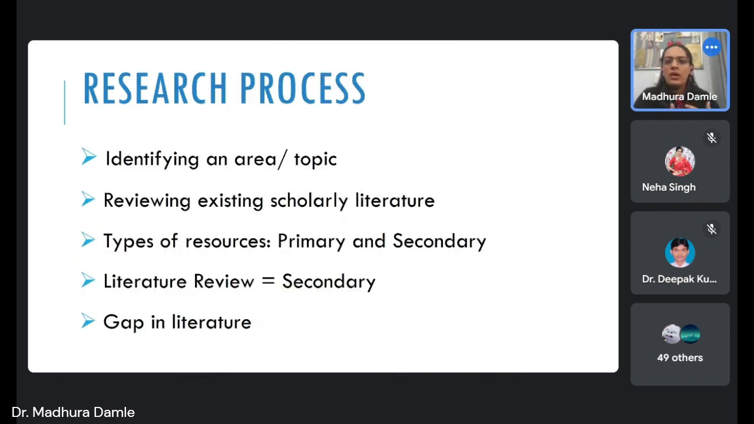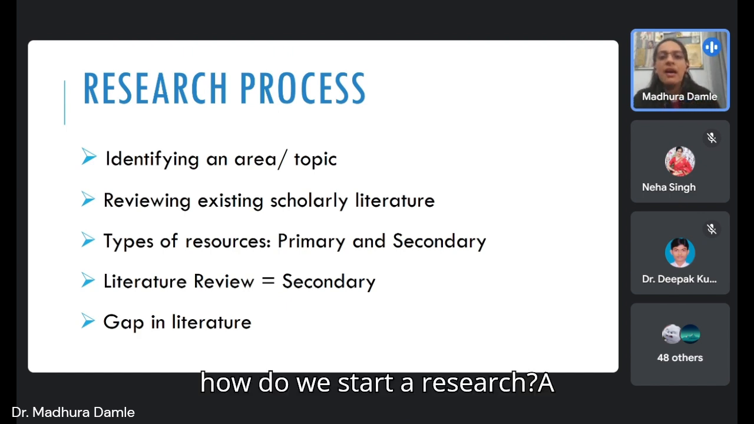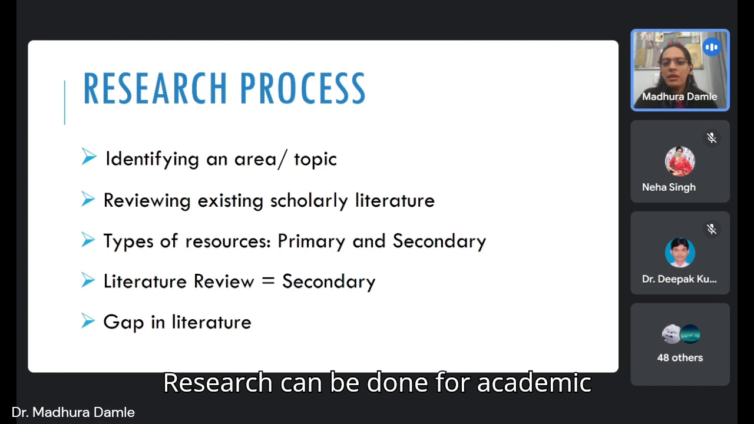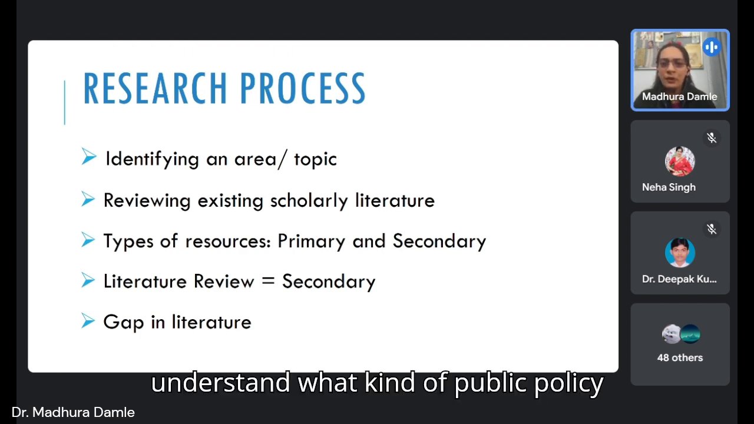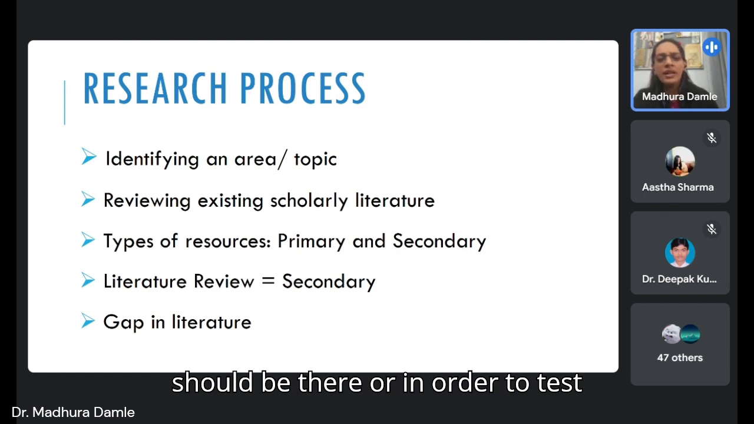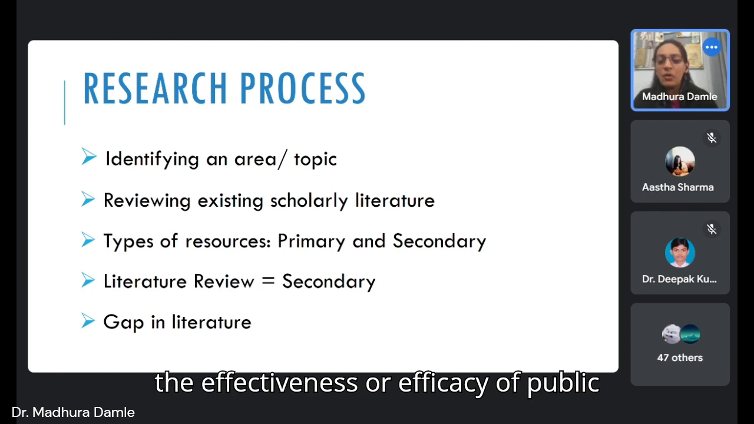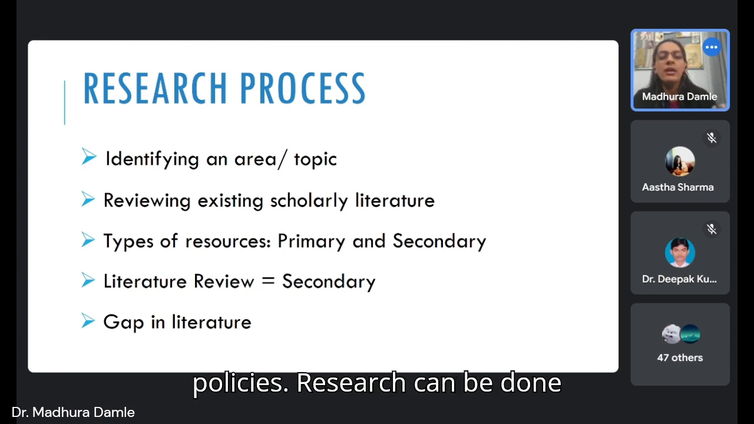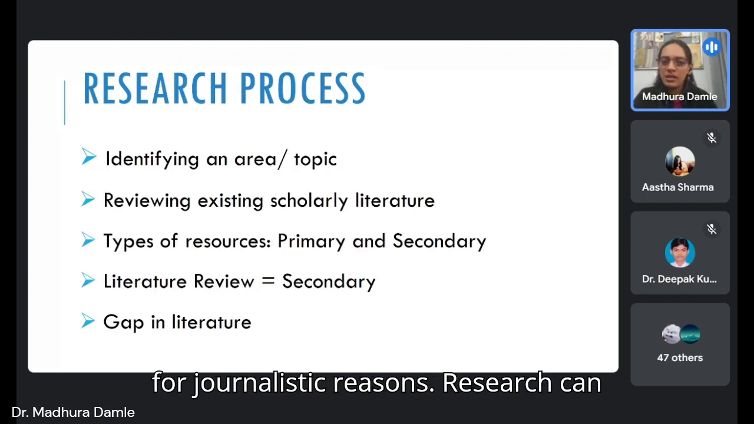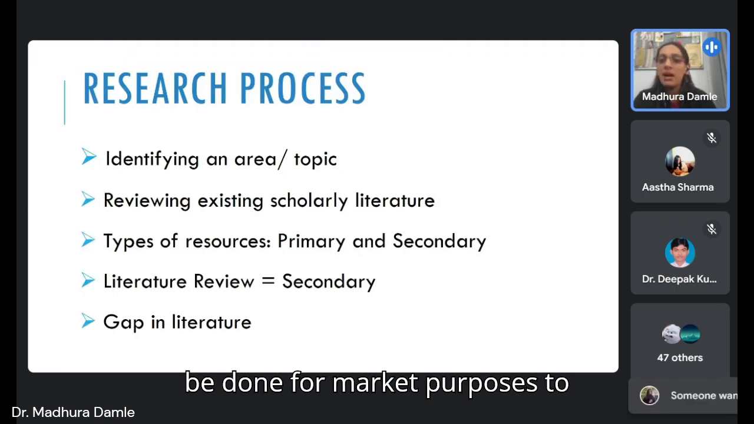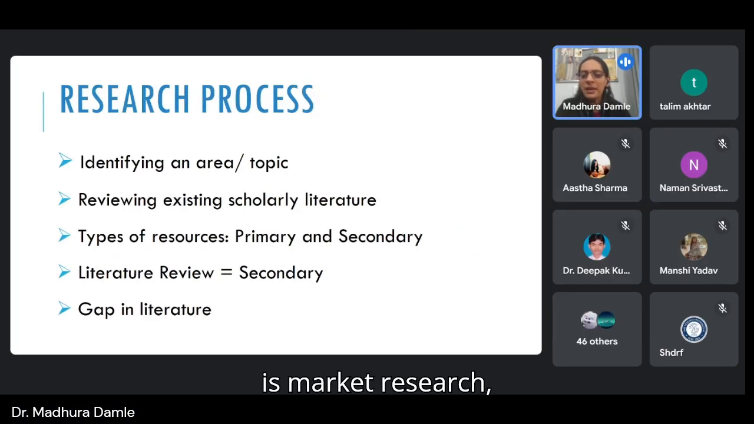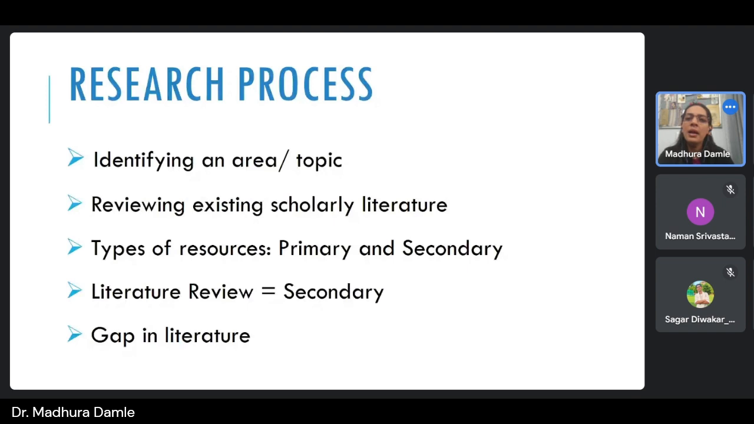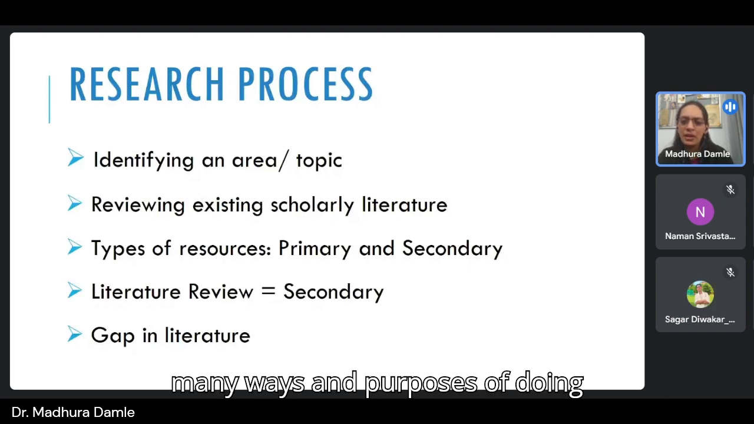So how do we start a research? A research can be done for academic purposes. It can be done for policy purposes, either to understand what kind of public policy should be there, or in order to test the effectiveness or efficacy of public policies. Research can be done for journalistic reasons. Research can be done for market purposes to understand the market. So there is social research, there is market research, there is academic research. So there are many ways and purposes of doing research.